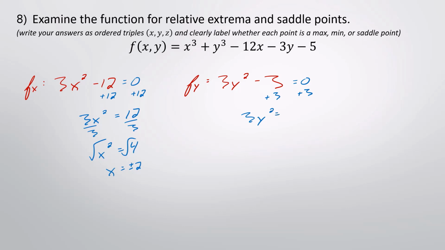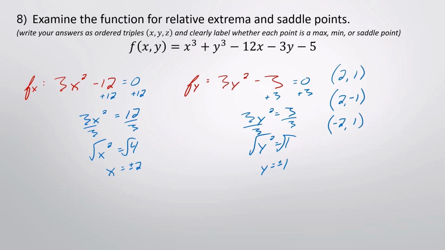3y squared equals 3, divide by 3. y squared equals 1, and square root, and get y equals plus or minus 1. So my ordered pairs, as far as options, are 2 with positive 1, 2 with a negative 1, or my negative 2 with positive 1, or my negative 2 with negative 1. So I've got 4 critical values to test out, or critical points for this.